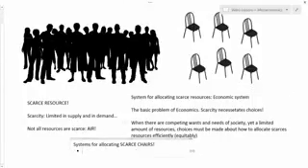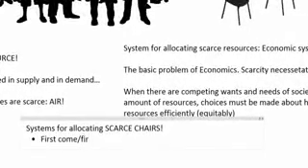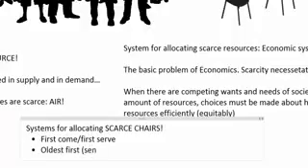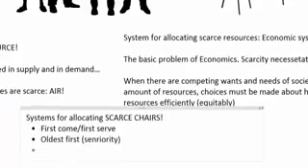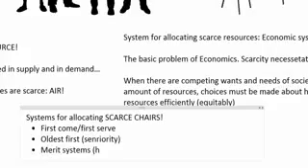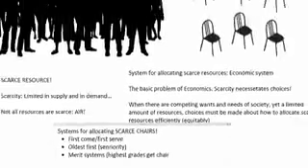Here are some of the systems for allocating the scarce chairs that my students have come up with today and in years past. Some of the more popular ones tend to be systems like first come, first serve. In other words, whoever gets to class first gets access to a chair. Other systems that have been proposed are oldest first. In other words, seniority. A system of seniority determines who gets chairs based on age. Whoever's oldest gets the chairs, and whoever's youngest does not. Other systems that have been proposed are merit. In other words, those who have the highest grades get chairs.